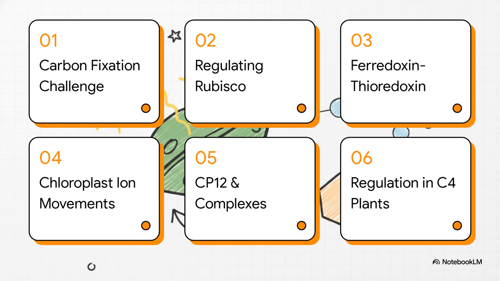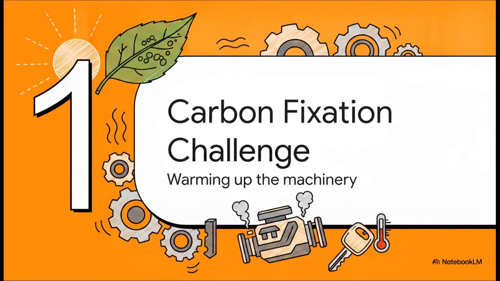Here is our roadmap for the explainer today. We're starting with the carbon fixation challenge. Then we'll explore 4 distinct regulatory mechanisms: regulating Rubisco, the Ferredoxin-Thioredoxin System, chloroplast ion movements, and CP12 complexes. Finally, we'll wrap the whole thing up with regulation in C4 plants. Section 1. The Carbon Fixation Challenge.